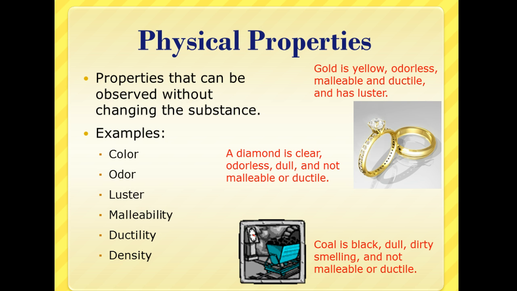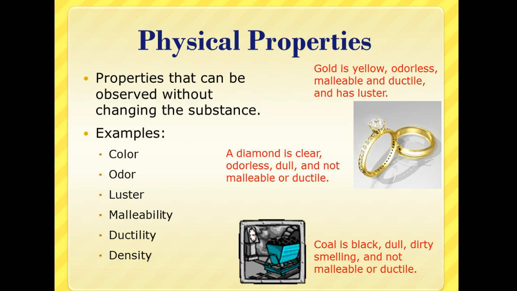To understand the difference between a chemical change and a physical change, you need to think about your physical properties, which you learned earlier in the year. These are properties that can be observed without changing the substance. Some examples are color, odor, luster, malleability, ductility, and density. Gold is yellow, odorless, malleable, and ductile, and has luster. A diamond is clear, odorless, dull, and not malleable or ductile. And coal is black, dull, dirty, smelling, and not malleable or ductile.